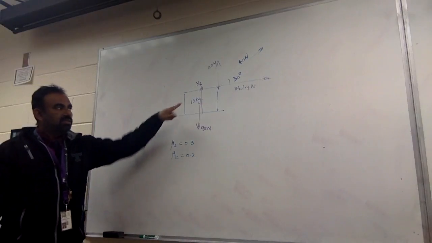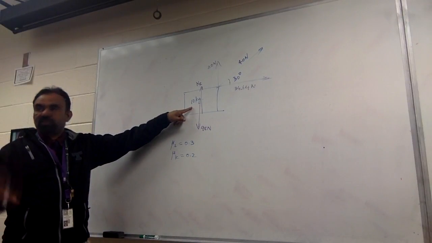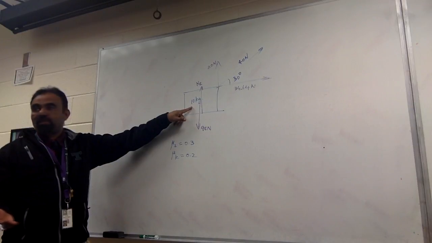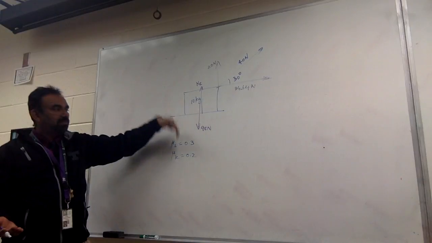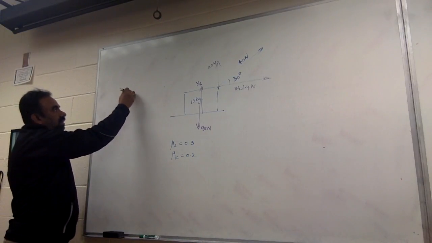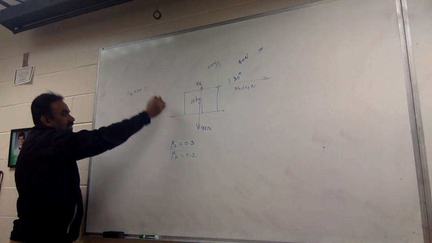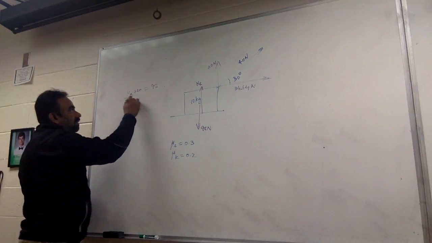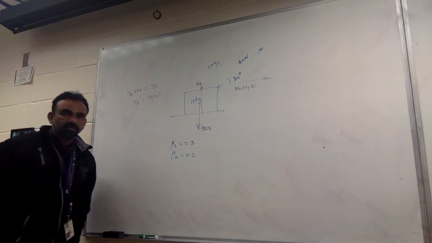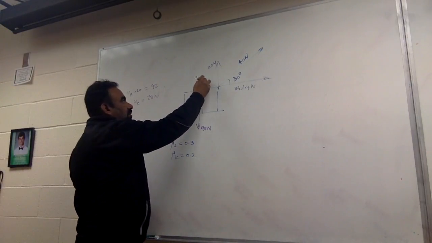So since this block is not moving up or down, the net force vertically on the block should be 0. That means the total upward force must balance the total downward force. So the total upward force is NR plus 20, should balance the downward force of 98. And therefore the NR is 78 newtons.